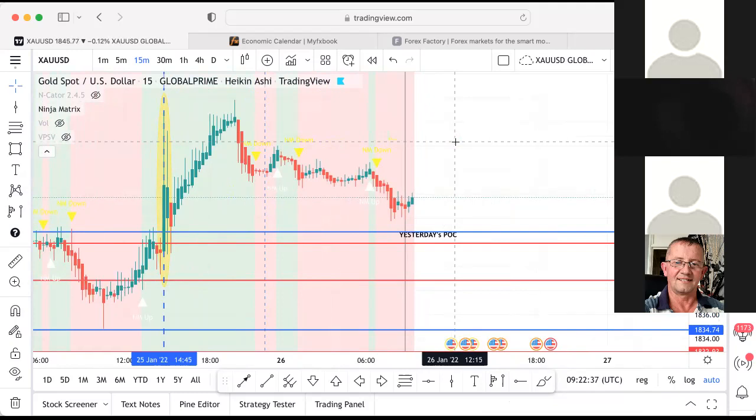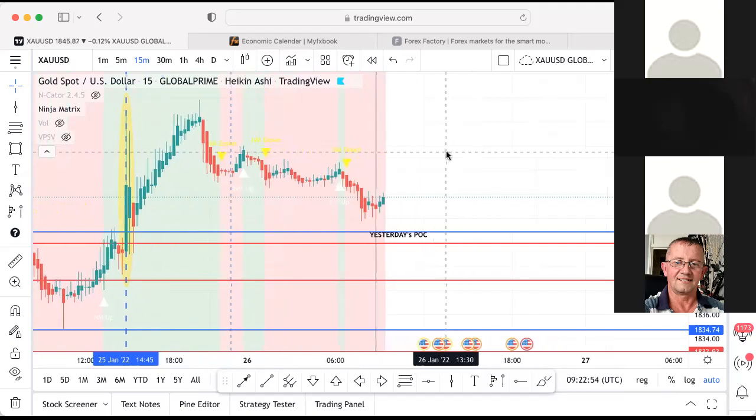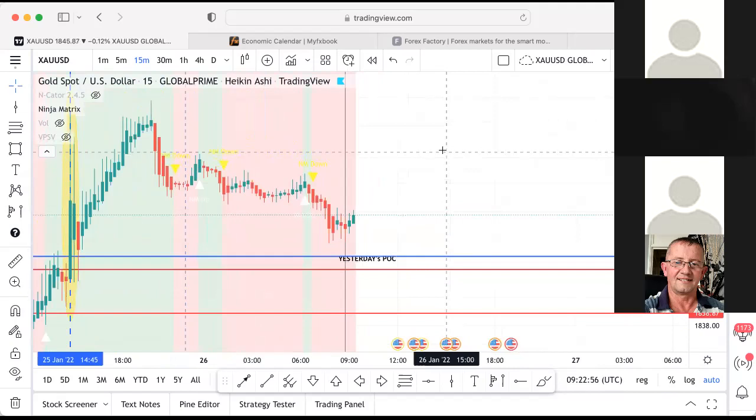Wait till it hits the POC and then ask yourself the question: is it likely to reverse and go back up, or is it going to break through and go back down to the bottom line? Both of those situations are potential. But I would say once it's hit the POC, ask yourself a new set of questions. Which way is it going now? Yeah, that's great. Thanks.